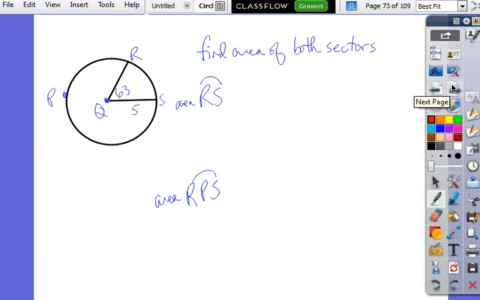If it says area of a sector, degree over 360 times pi r squared. What is the degree for the RS one? 63. So I'm going to do 63 over 360 times pi r squared. And in this case, r is 5. So tell me what that is. So that would be 13.7.